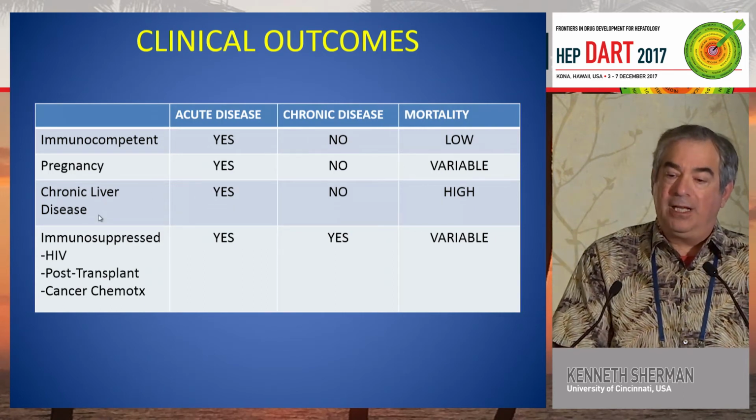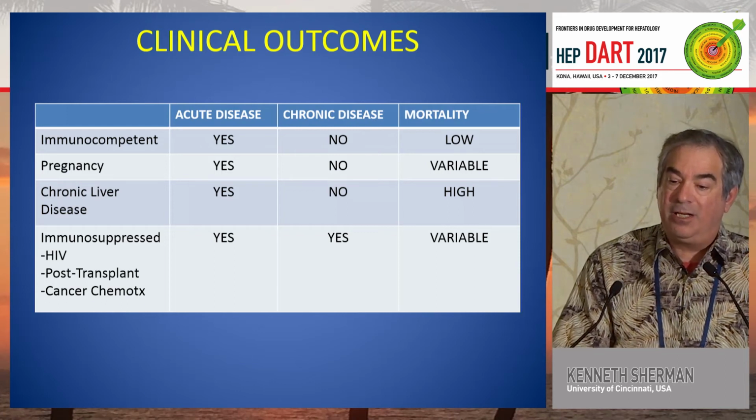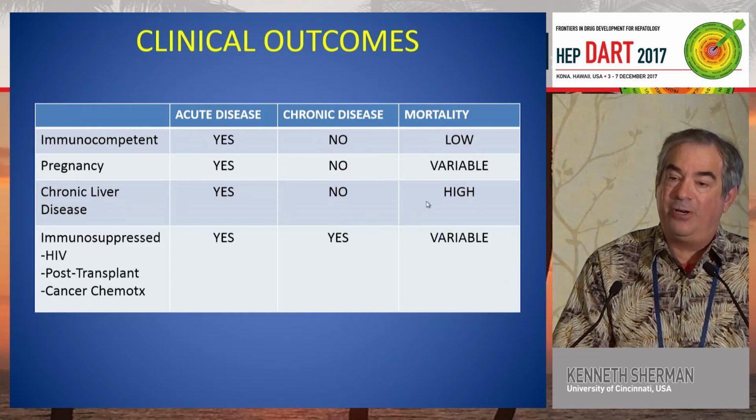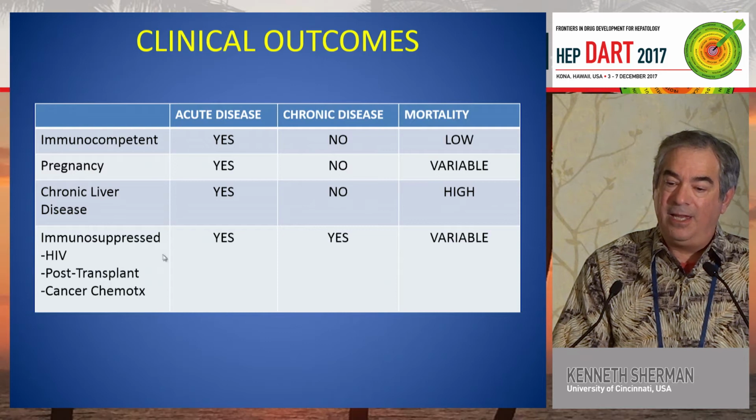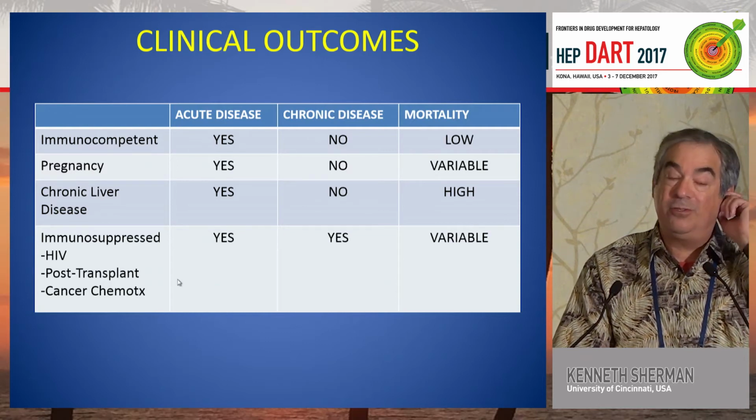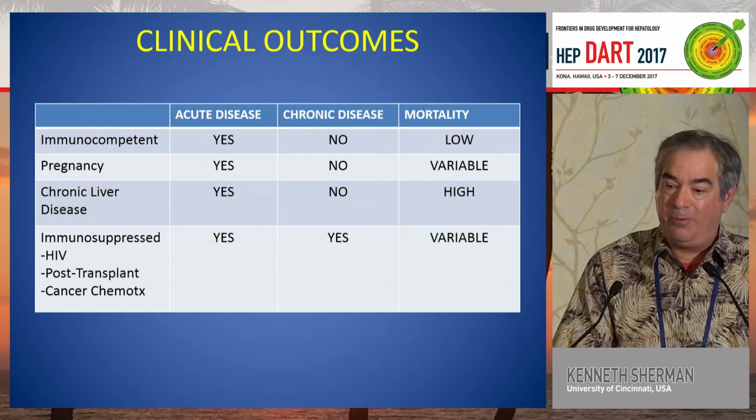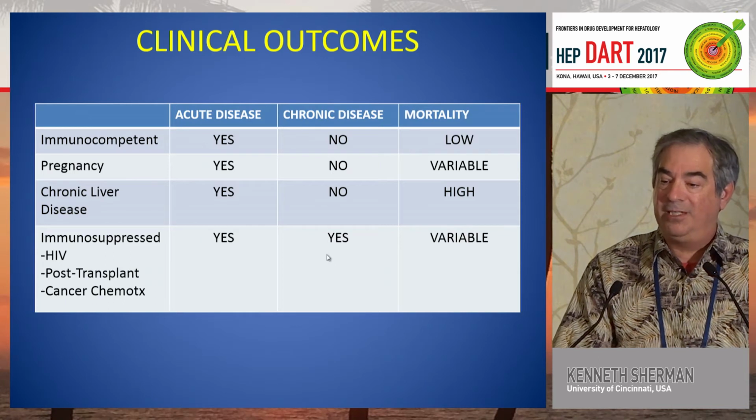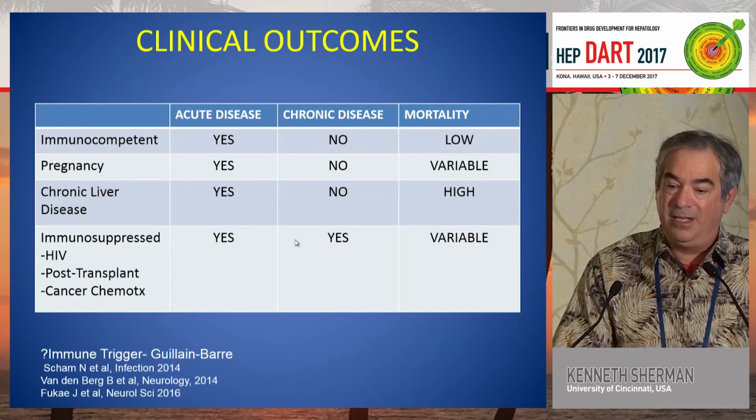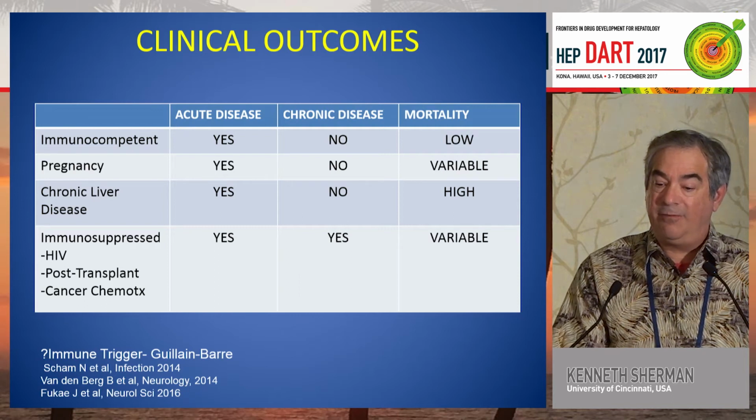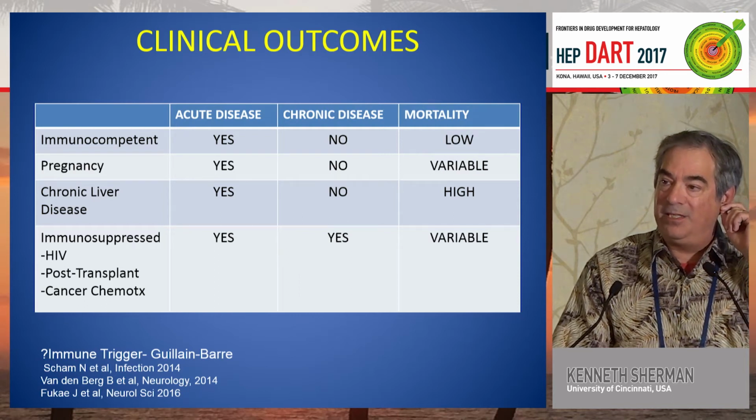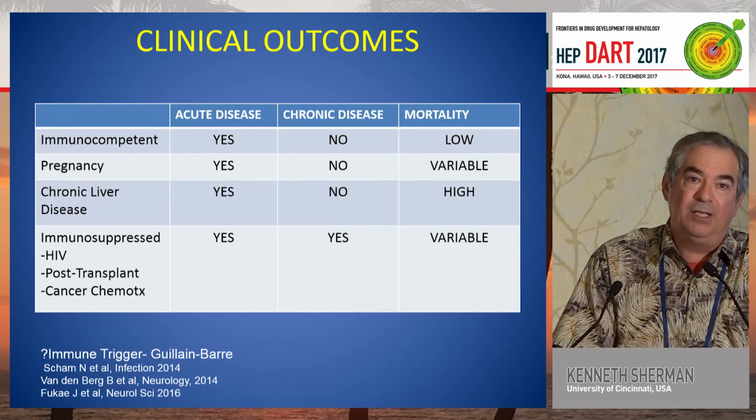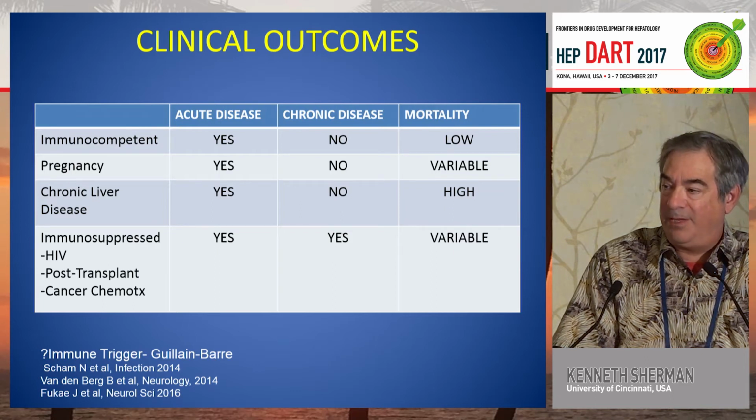For those with chronic liver disease, we see acute on chronic presentations. These patients don't seem to develop chronic disease, but they have very high rates of mortality. And then in immunosuppressed patients, those with HIV, post-transplant, and those undergoing cancer chemotherapy, there is acute disease with progression to chronic disease and variable rates of mortality. It's been suggested in several studies that HEV is an immune trigger for Guillain-Barré as well, and we have been trying to put together a cohort to examine that in the US.